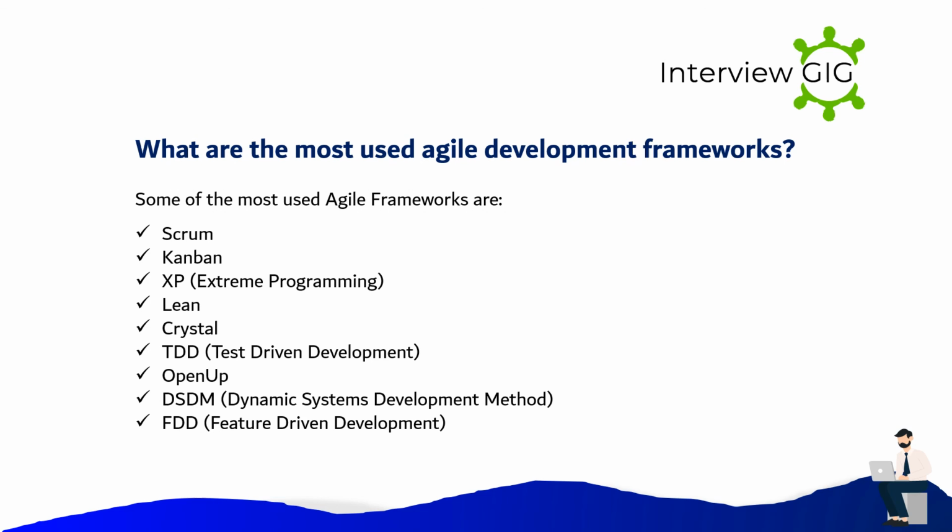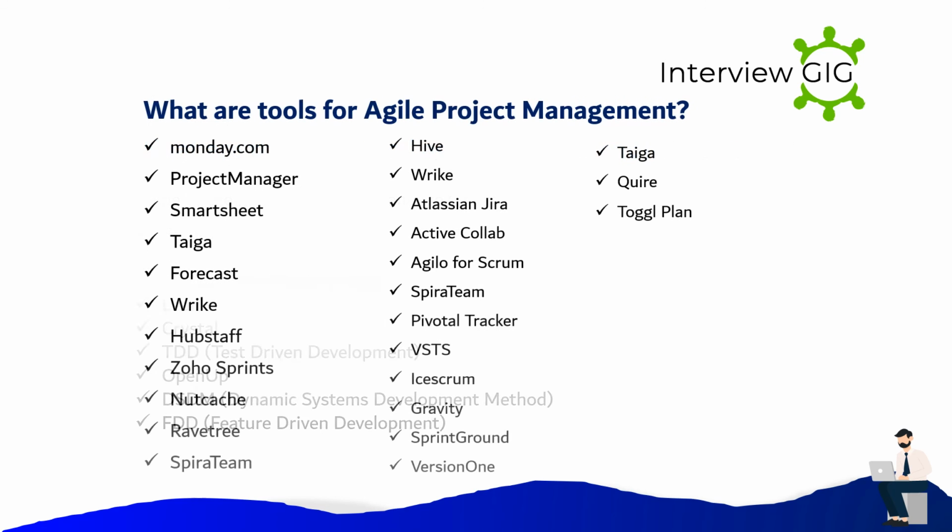What are the most used Agile development frameworks? Some of the most used Agile frameworks are Scrum, Kanban, XP, Extreme Programming, Lean, Crystal, TDD, Test-Driven Development, OpenUP, DSDM, Dynamic Systems Development Method, FDD, Feature-Driven Development.